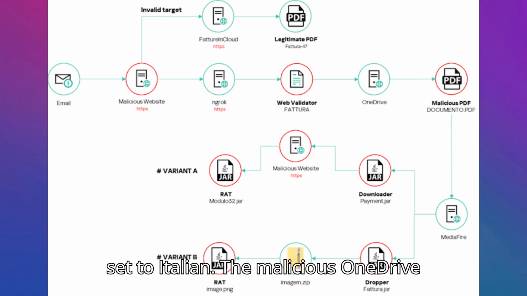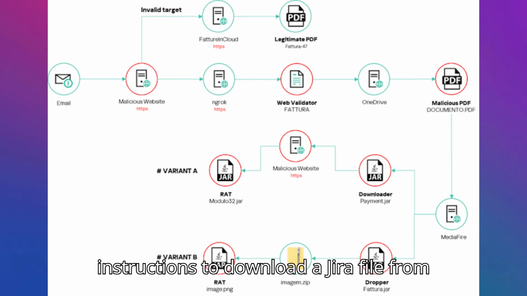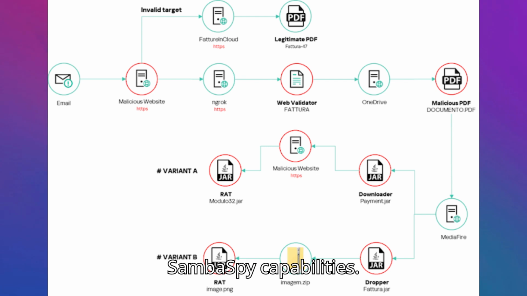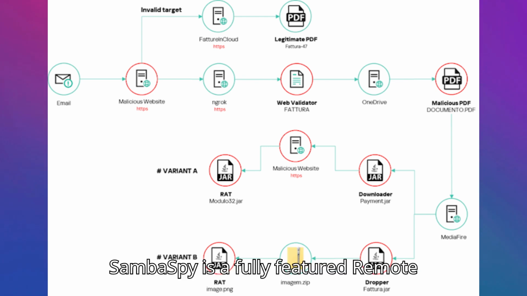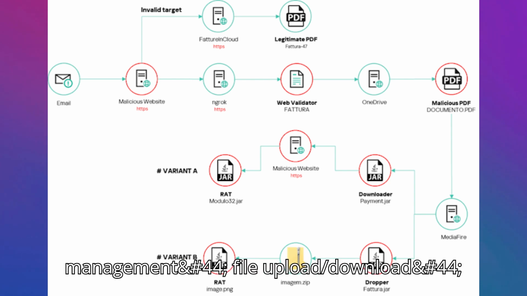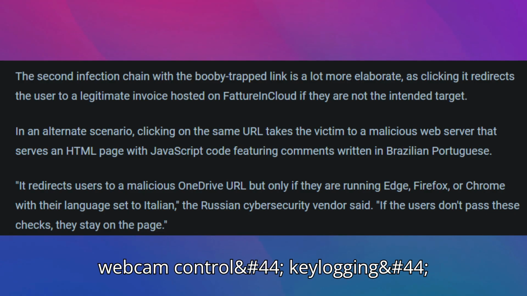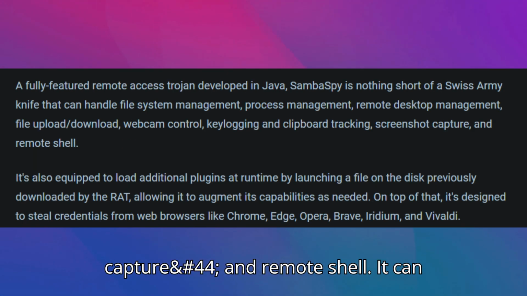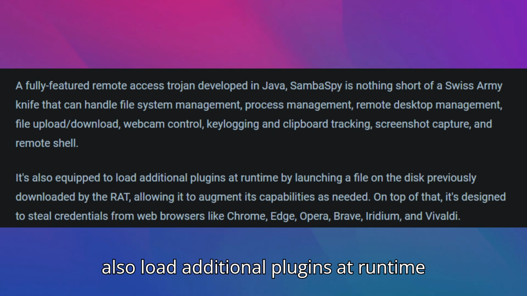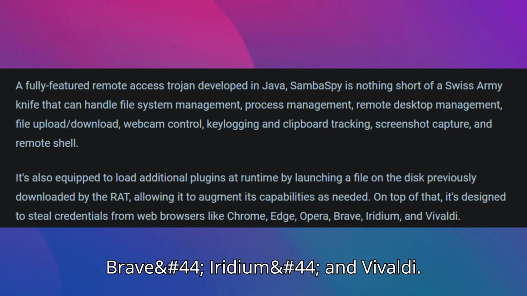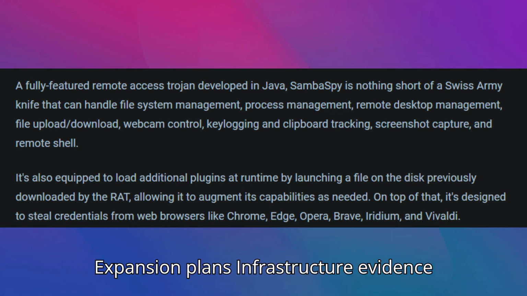The malicious OneDrive URL leads to a PDF document with instructions to download a jar file from Mediafire containing the malware. Sambaspy capabilities. Sambaspy is a fully featured remote access Trojan (RAT) developed in Java. It can handle file and process management, remote desktop management, file upload/download, webcam control, keylogging, clipboard tracking, screenshot capture, and remote shell. It can also load additional plugins at runtime and steal credentials from browsers like Chrome, Edge, Opera, Brave, Iridium, and Vivaldi.